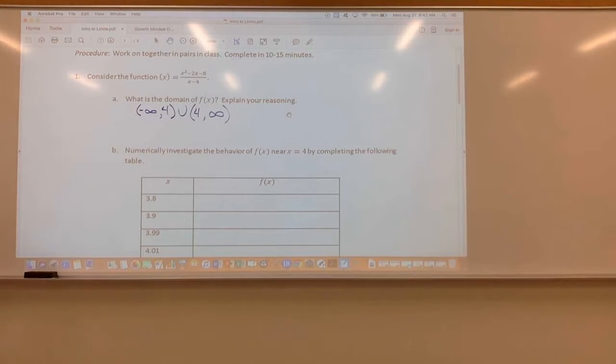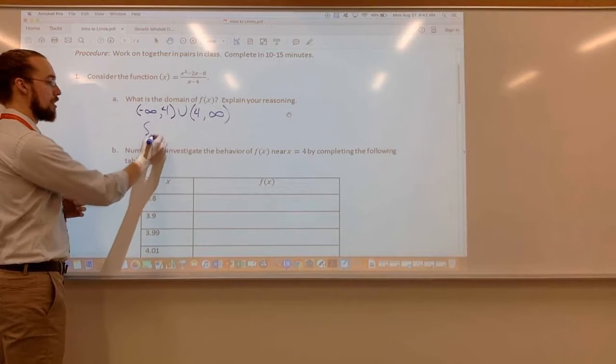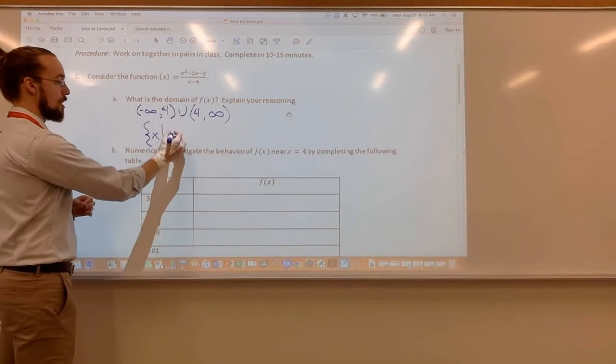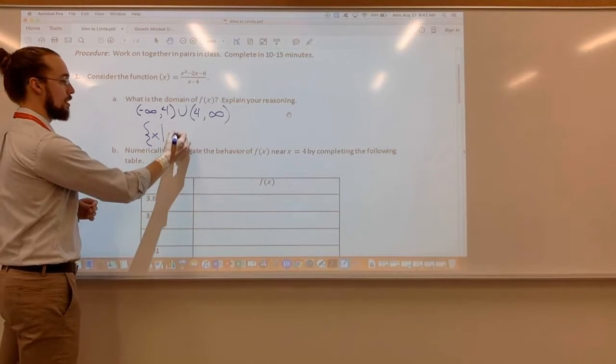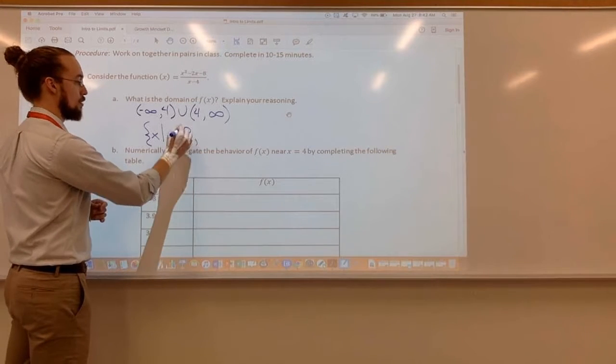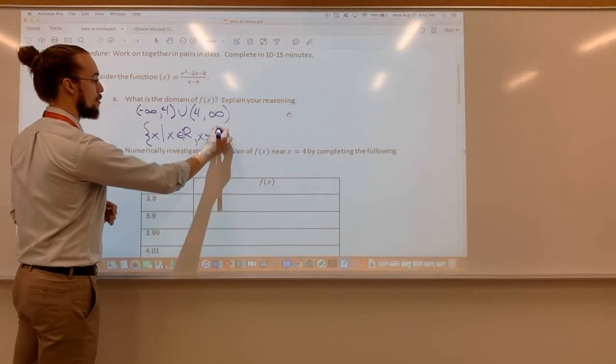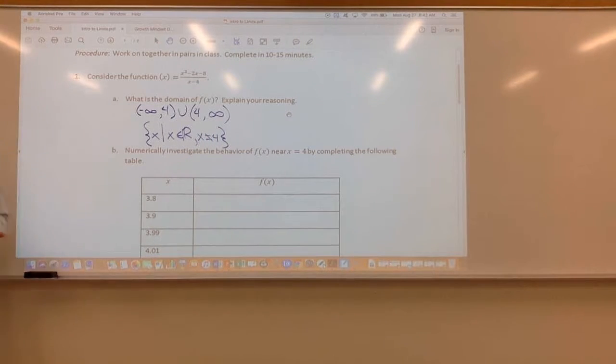Okay, we could also do set notation and say x such that x is part of all real numbers, but x does not equal 4. That would be another way to do it. Okay, but this is the way that you're going to see it more often, okay, in interval notation.